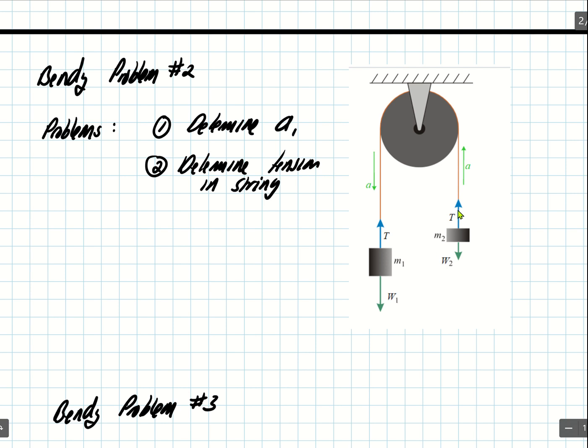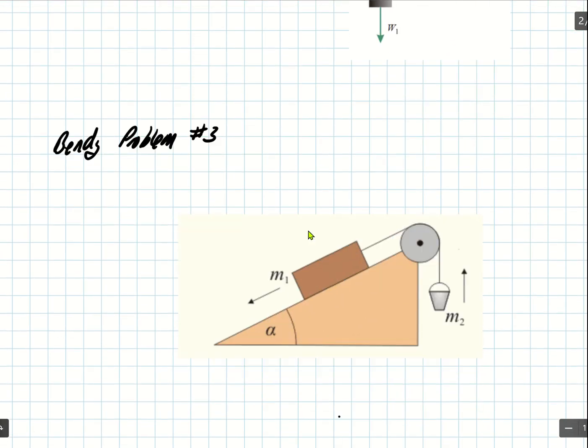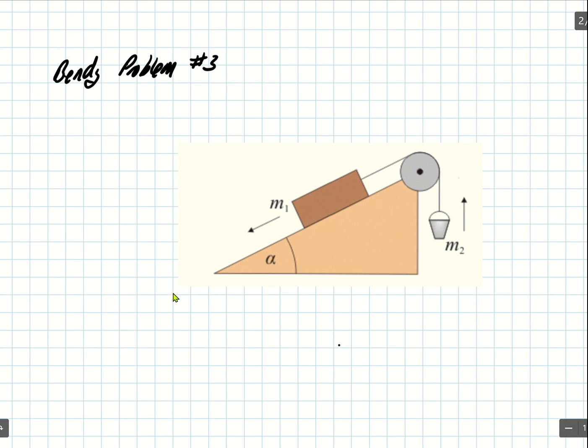Also, as we said in the previous problem, 1 isn't going to be in free fall, right? It's going to move down because the tension force in this string is resisting that downward motion. So it's going to accelerate because the gravity force down is going to be greater than the tension. But that tension force pulling up on 1 is going to be the same as the tension force pulling up on 2, because the tension at both ends of this rope is going to be the same. All right, number 3 gets weirder and weirder.